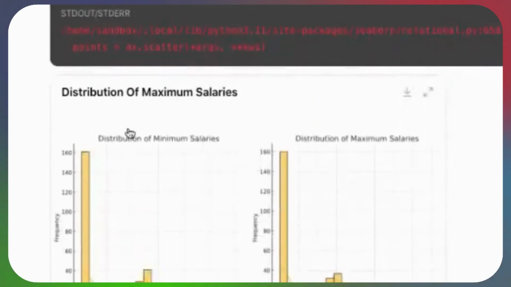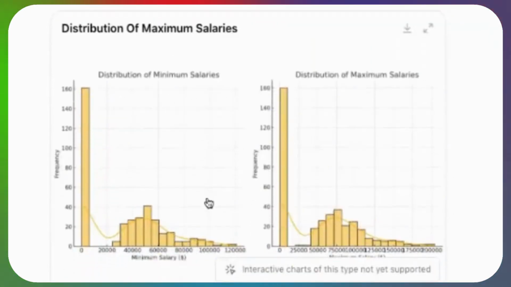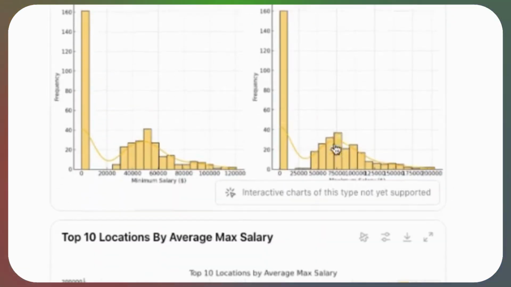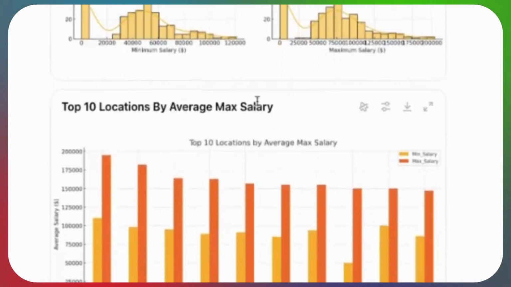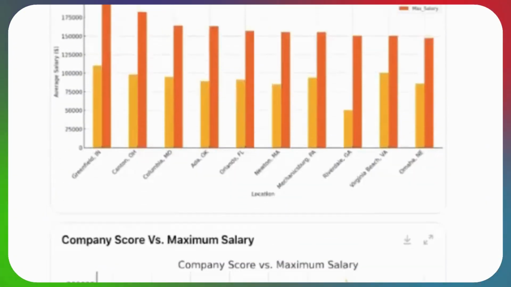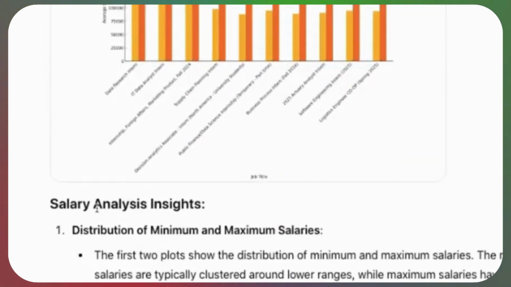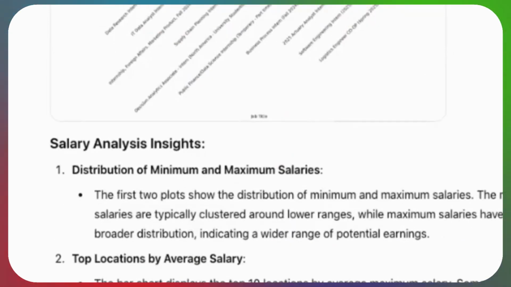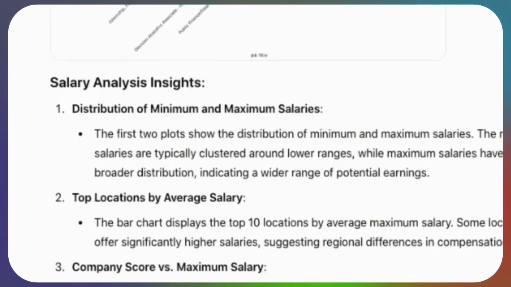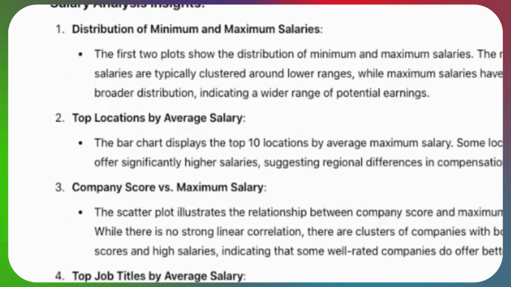And then if we scroll down, we can see now here the maximum salaries, and it's created the relevant charts for us. And then we've got the top 10 locations by average salary as well. We can see that now we've got the bar graph of this. And then it's got the company score versus maximum salary again. And then it's gone to salary analysis insights, telling us what the two plots show, and then explaining the different insights.